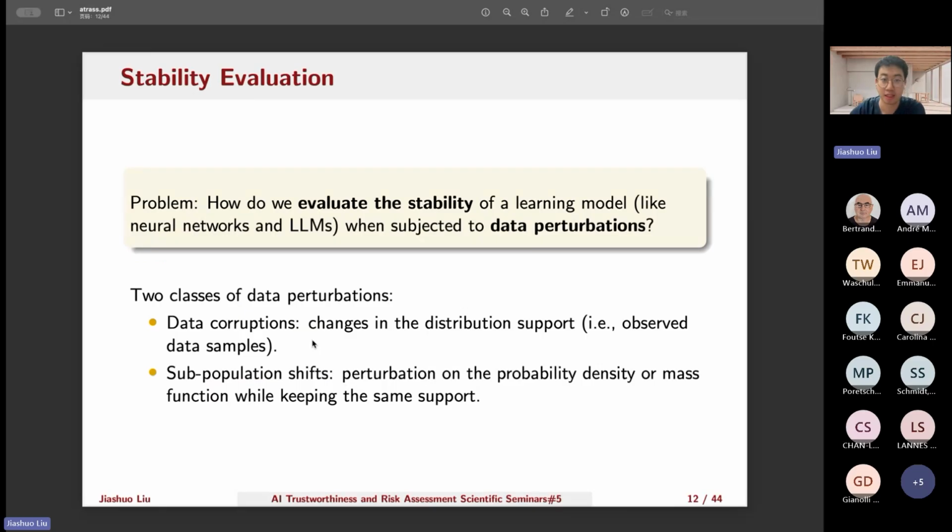And here the key problem is how do we evaluate the stability of a learning model under some kind of data perturbations? Here a learning model may be neural networks, and also it may be large language models. When we are talking about data perturbations, there are mainly 2 kinds of perturbation. The first is data corruptions, which means that sometimes our samples can be perturbed or can be changed. From a language of probability, it's like the changes in the distribution support. And the second kind is subpopulation shifts, which refers to the perturbation on the probability density or mass function, while keeping the same support. So these 2 are orthogonal dimensions.